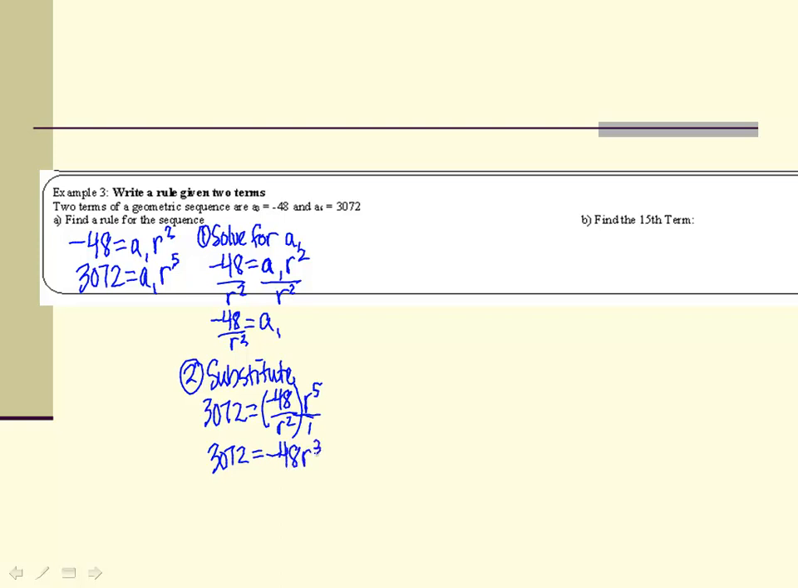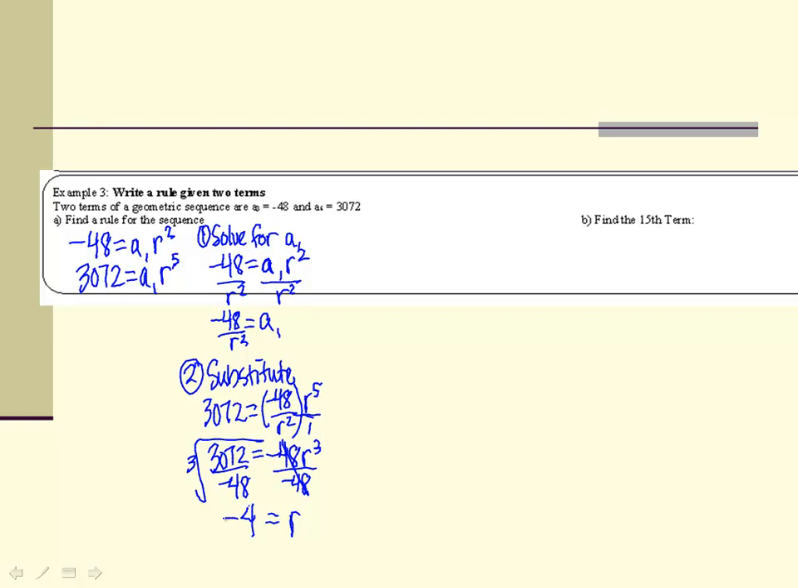And to solve for that, we're going to divide both sides by negative 48. That will cancel these out and leave me with r to the 3rd. So in order to get rid of that third power, we're going to have to take the cube root. But your calculator isn't going to want to take the cube root of a negative number, so you'll need to do 3072 divided by positive 48. Take the cube root of that, and you'll get 4, and then we'll put the negative on at the end. So r is negative 4.